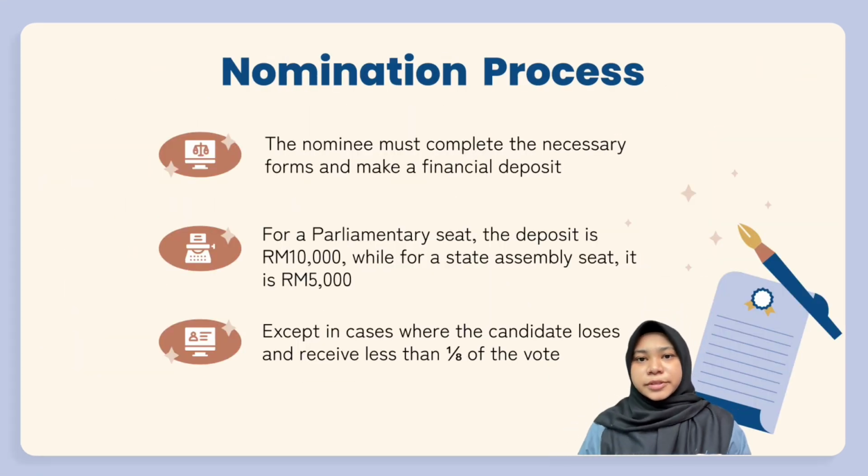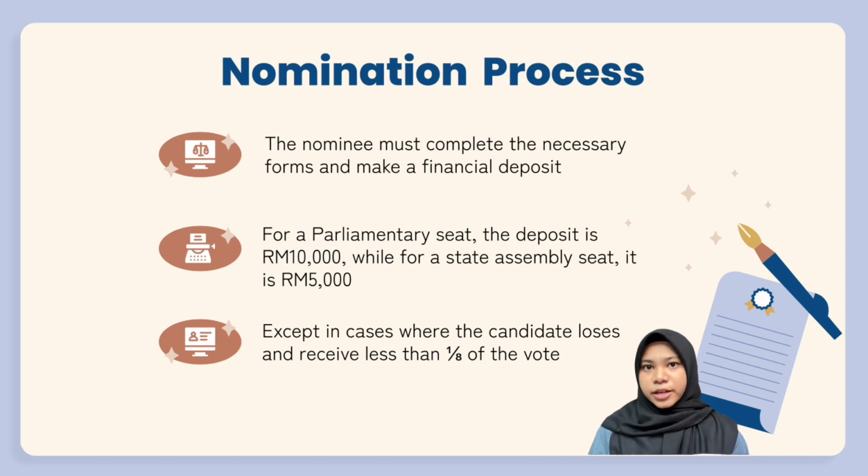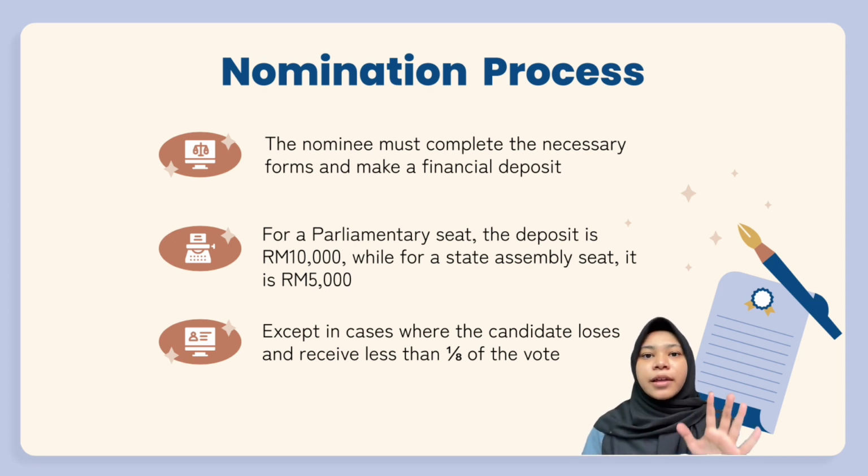The election process starts with the nomination process. The nominee must complete the necessary forms and make a financial deposit. For a parliamentary seat, the deposit is RM10,000, while for a state assembly seat, it is RM5,000, except in cases where the candidates lose and receive less than 1/8 of the vote. The deposit is used to cover election law violations and is returned following election day.